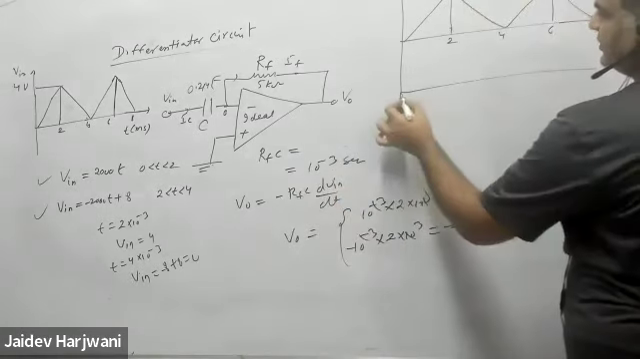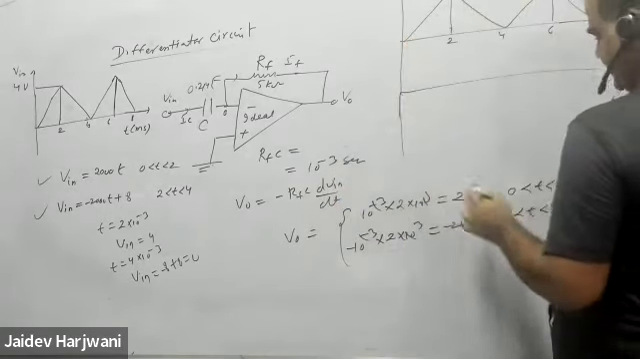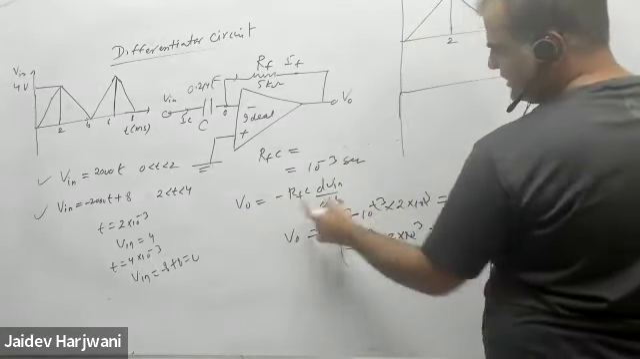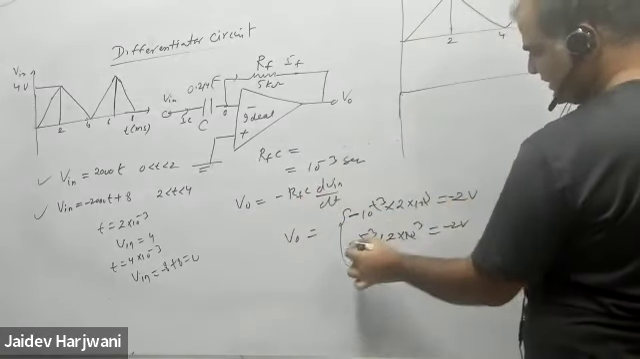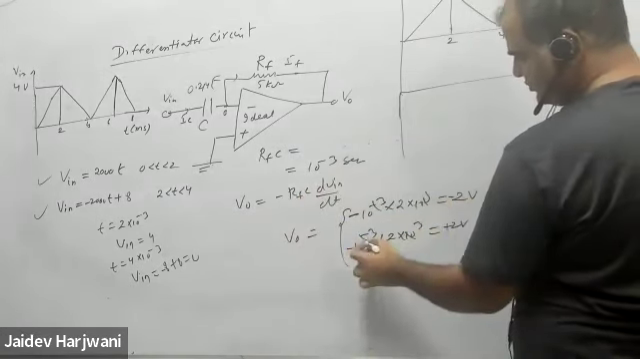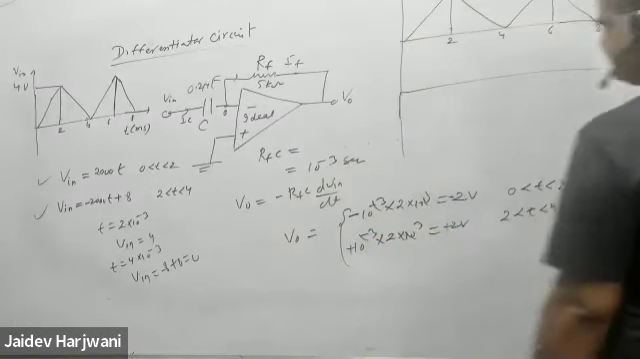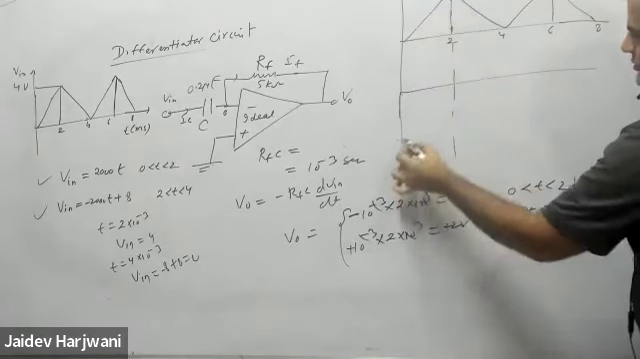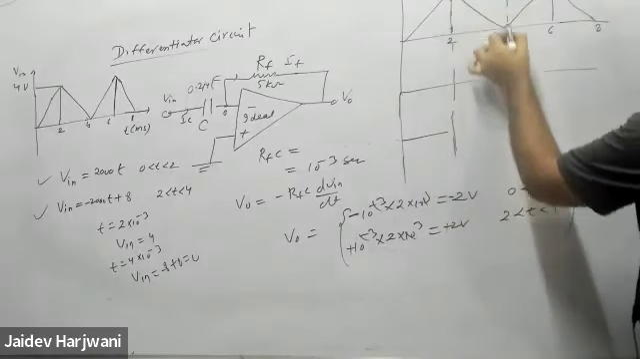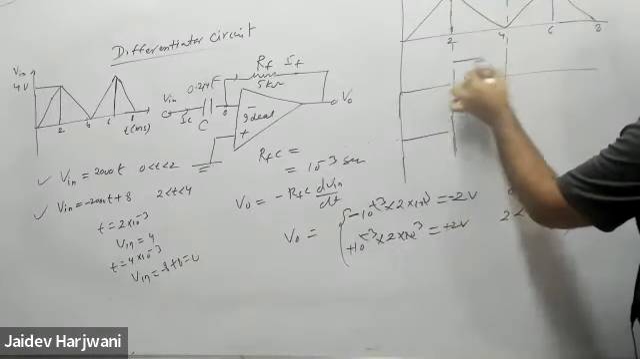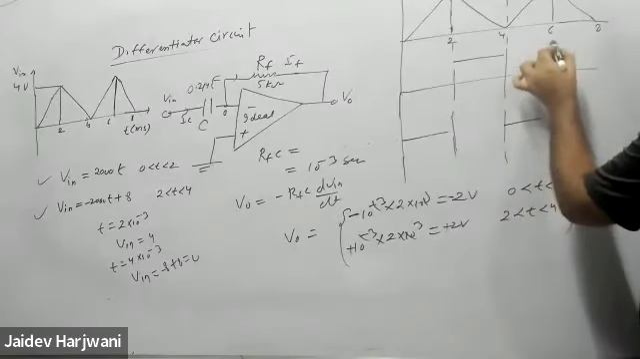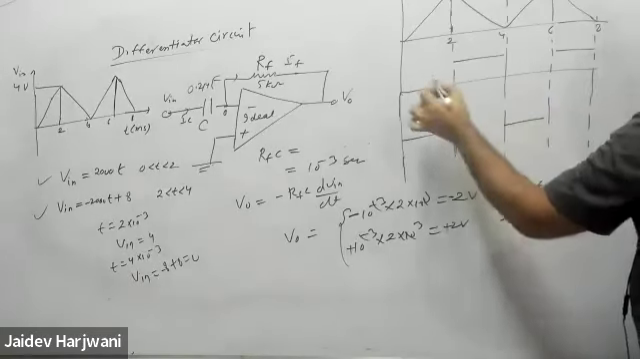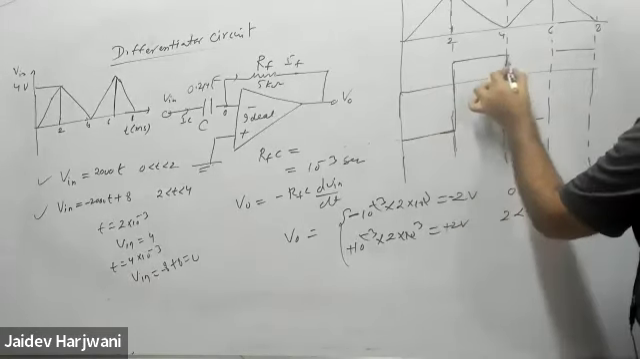So for this slope, 2 volt should come, with minus and plus. Here minus is there, and here minus also is there, that will be used here, so this becomes minus and this becomes minus plus. For this interval it will come plus 2 volt, and for the next interval minus 2 volt, again plus 2 volt. So this is basically a square wave.